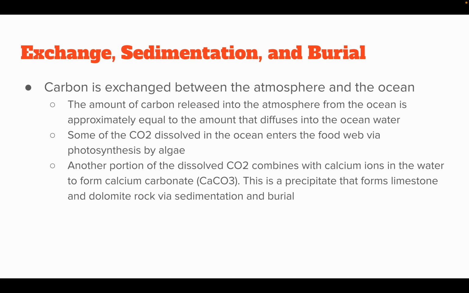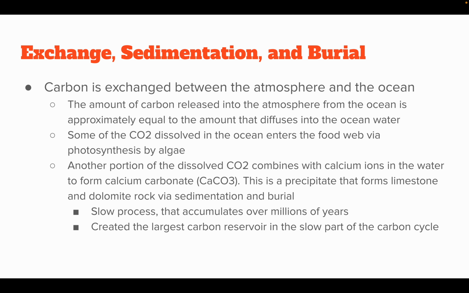This is a precipitate, meaning that it's two liquids coming together or ions coming together to form a solid. This is a precipitate that forms limestone and dolomite rock via sedimentation and then burial. This is a slow process that takes place over millions and millions of years for buildup. So it accumulates all this carbon over millions of years at the bottom of the ocean.